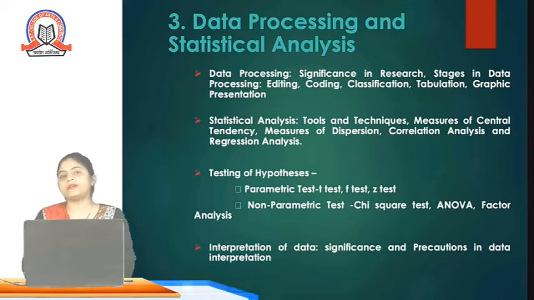Then non-parametric tests, which many of the researchers are using, such as chi-square test, ANOVA, analysis of variance, factor analysis, and many experts have given various non-parametric tests like the KS test, Mann-Whitney test. The researchers need to decide how to go for the testing of hypothesis. Once that is also done, the last step is interpretation.